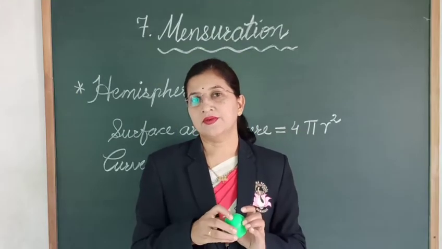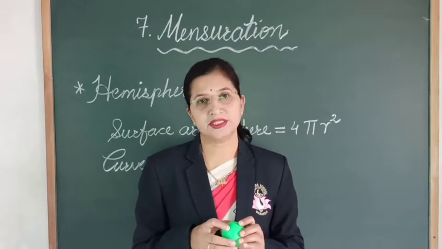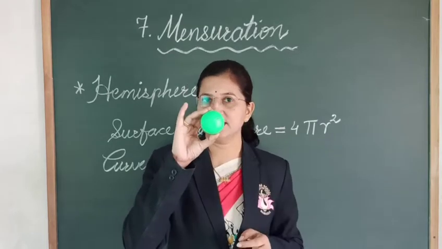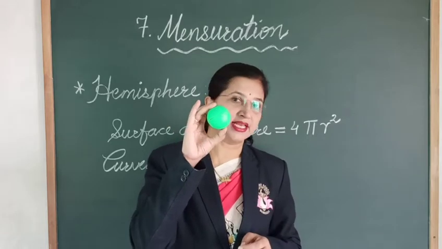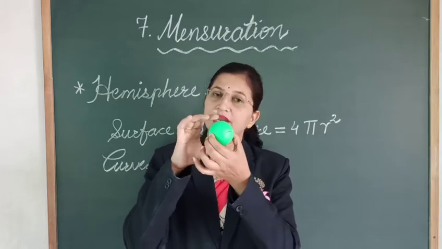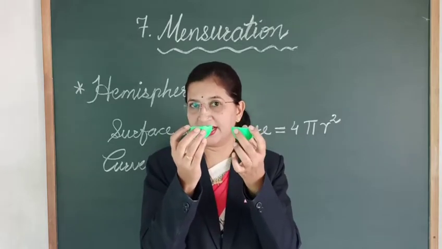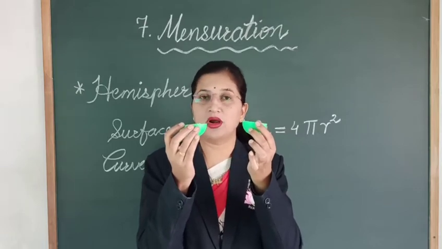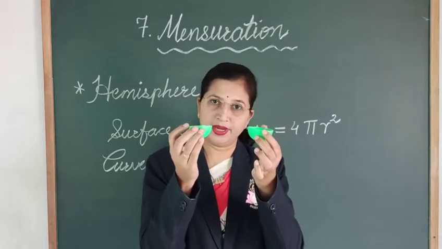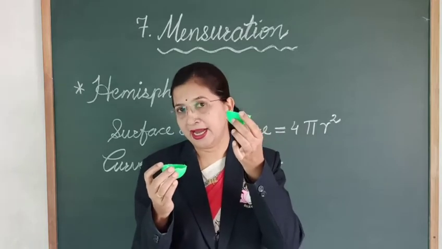Now dear students, we have studied the formula for the surface area of a sphere. This is the sphere, and its surface area is 4 pi r square. If we cut this sphere into 2 equal parts, then each part is called a hemisphere. Now we are going to study the formulas for the hemisphere.